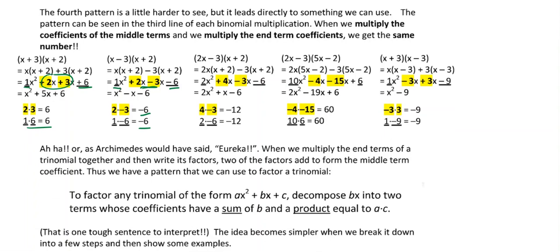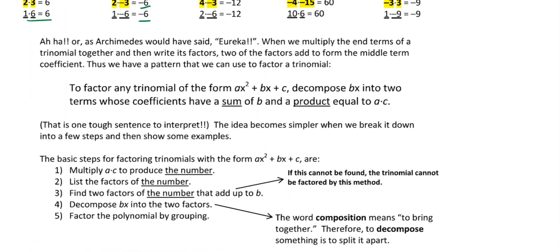So now that we know that, this will sound a little confusing, so just bear with me. To factor any trinomial of the form ax squared plus bx plus c, which just means you'd put a number in there, a number in there, a number in there, we decompose bx into two terms whose coefficients have a sum of b and a product equal to a times c. Does that all make sense? No, it probably doesn't make any sense. That's fine.